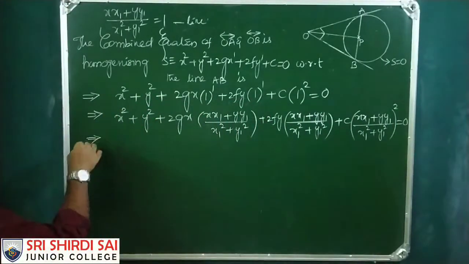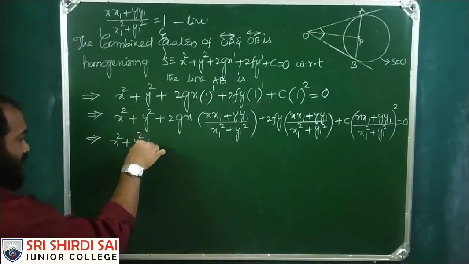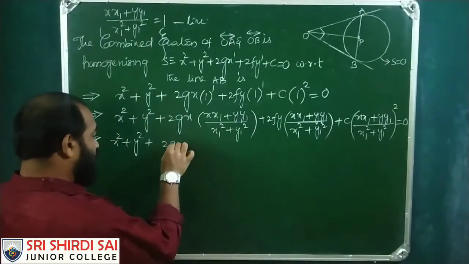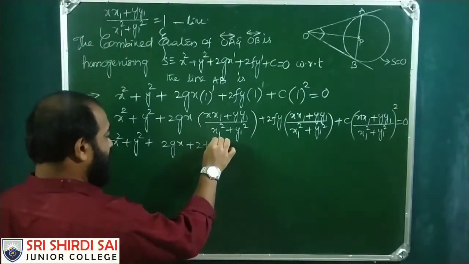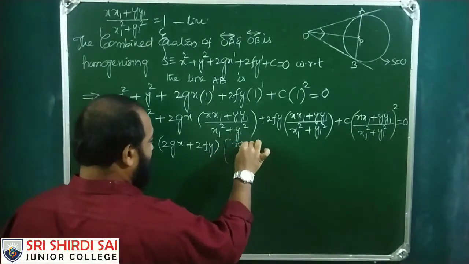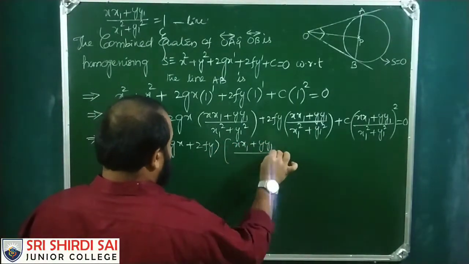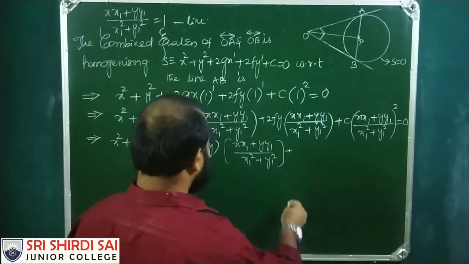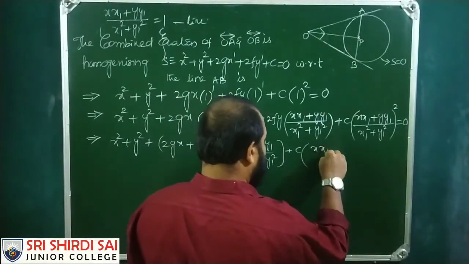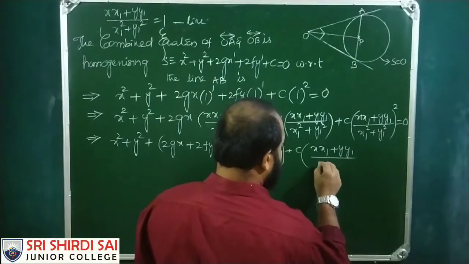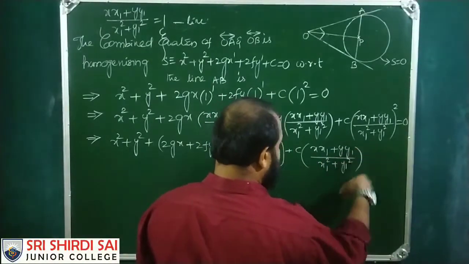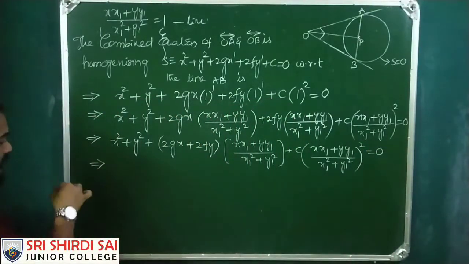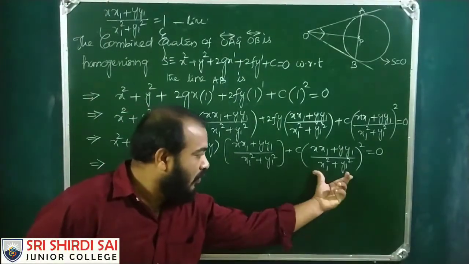So this can be x square plus y square plus, for this 2gx and 2fy, this is common, so 2gx plus 2fy into xx1 plus yy1 by x1 square plus y1 square, plus c into xx1 plus yy1 by x1 square plus y1 square whole square equals 0. This implies x1 square plus y1 square whole square is the LCM.